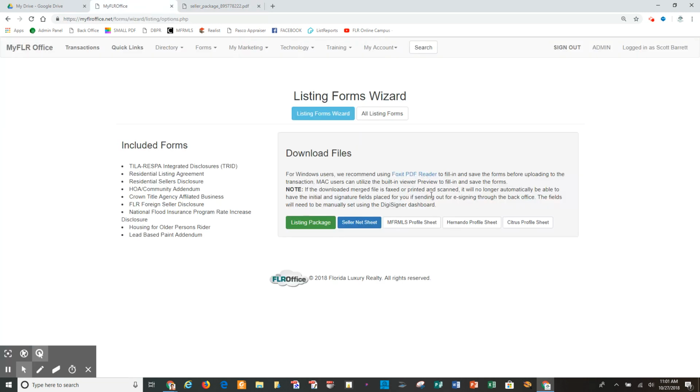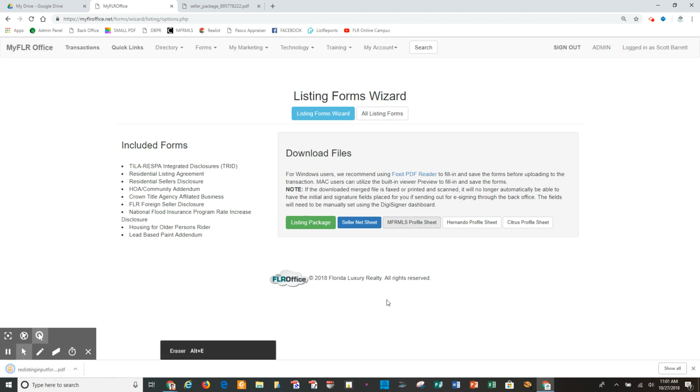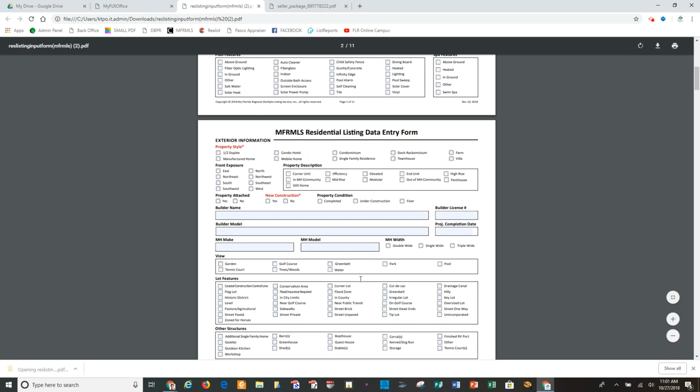So let's go back to the office website, and I want to show you the other things that you likely will need. That would be a profile sheet. Depending on what MLS is your primary MLS that the property will be listed in, you can get the appropriate profile sheet. So let me click here, and it downloads for this sample the MFR MLS profile sheet. I open it up, and there it is.